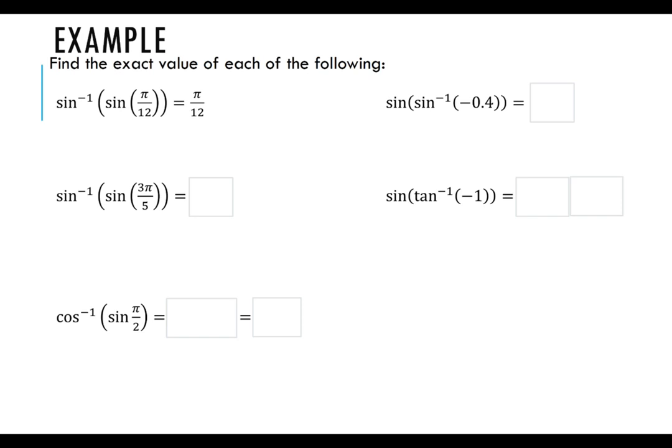Sine of sine inverse of negative 0.4. All we have to do is make sure that negative 0.4 is in the domain of sine inverse. We're good, so it's negative 0.4. Next, sine inverse of sine of 3 pi fifths.